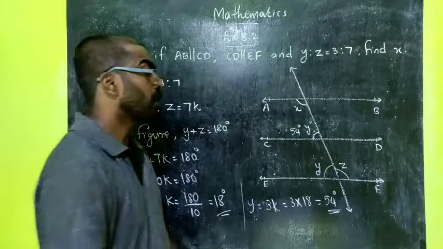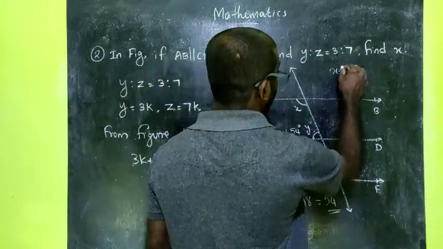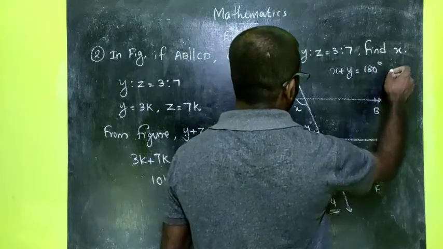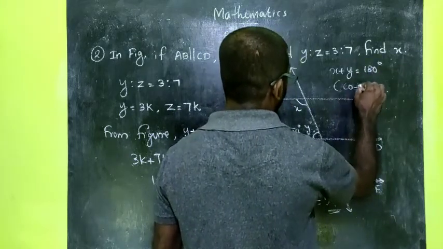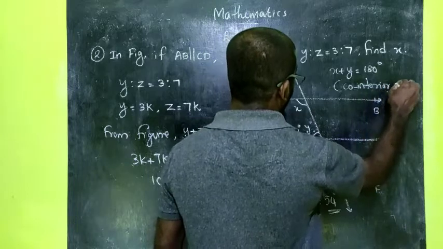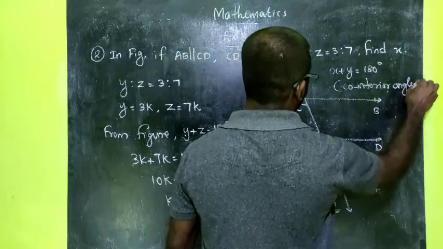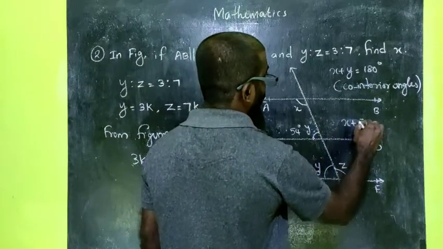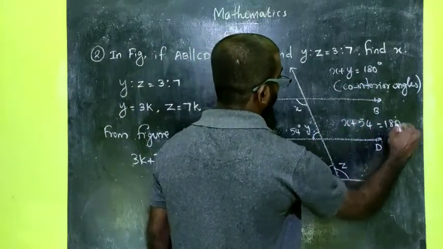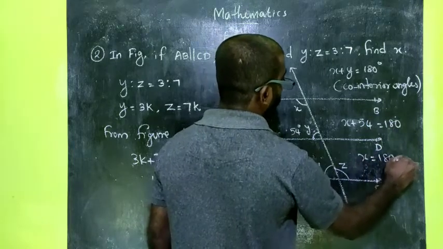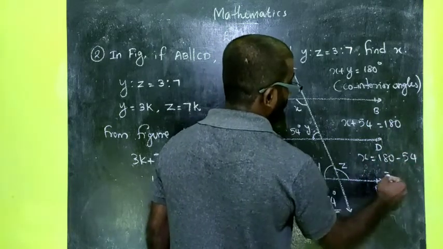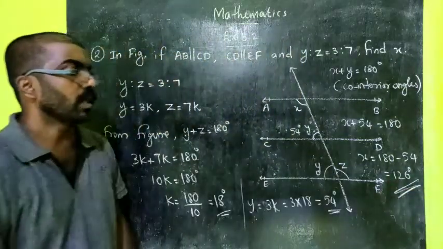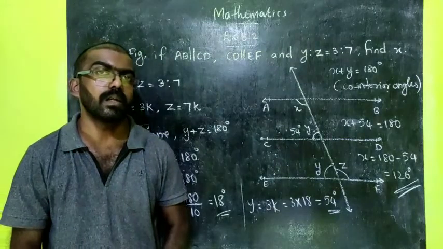So here we can write x plus y is equal to 180 degrees because they are co-interior angles or interior angles on the same side of the transversal. So in this we can give the value of y as 54 degrees. So x plus 54 is equal to 180 and x is equal to 180 minus 54, which is equal to 126 degrees. So the value of x is 126 degrees. Clear?